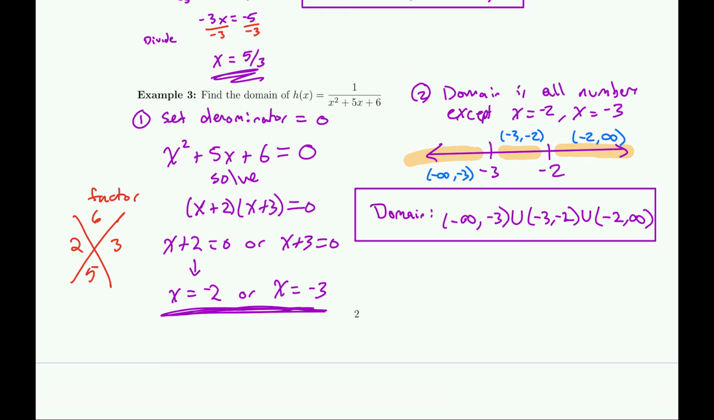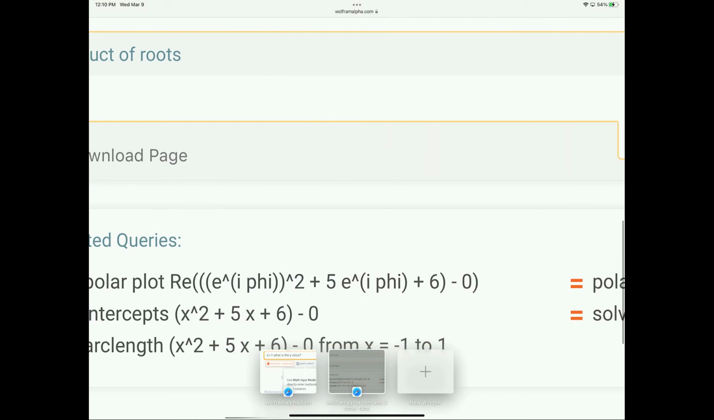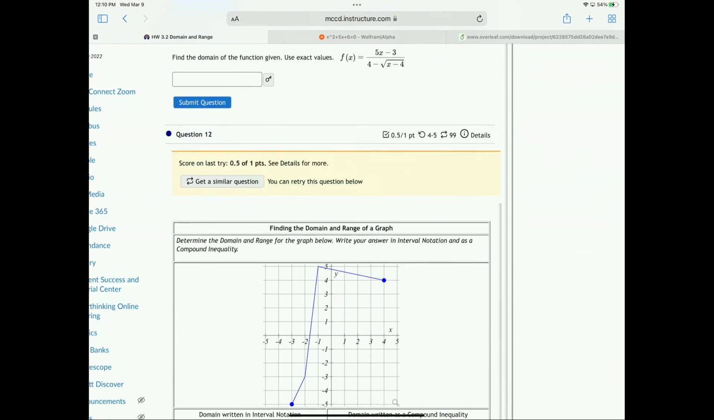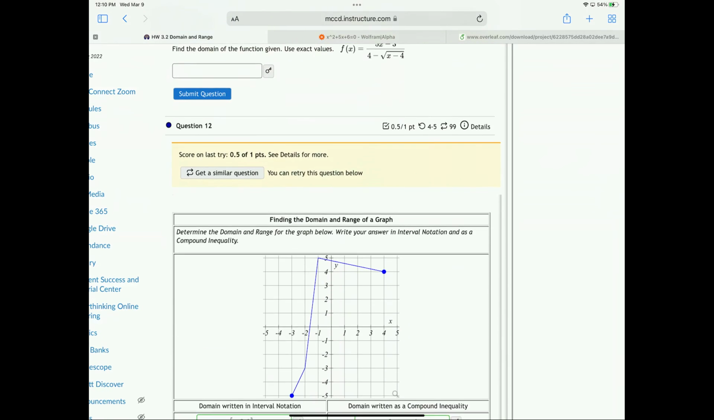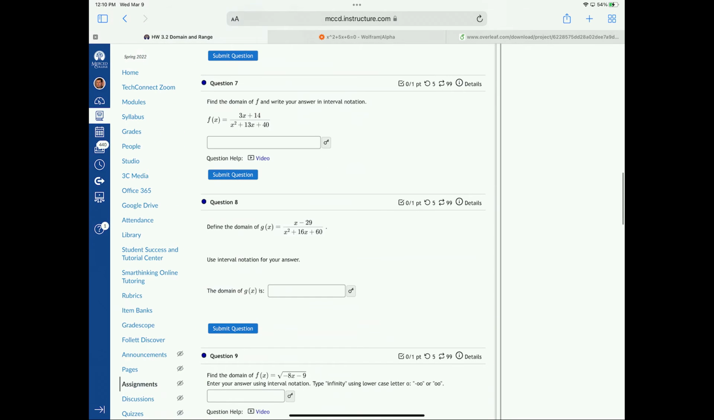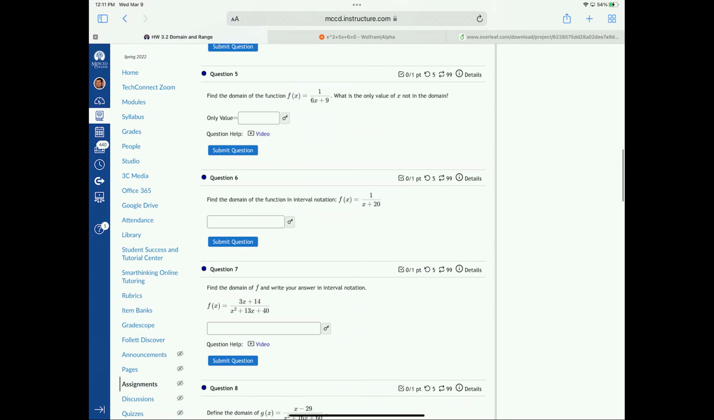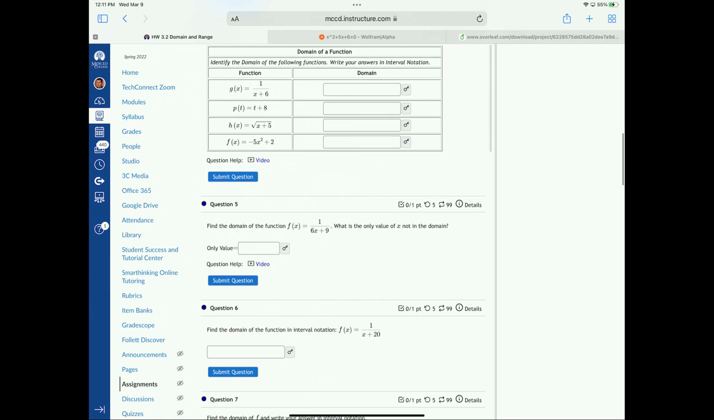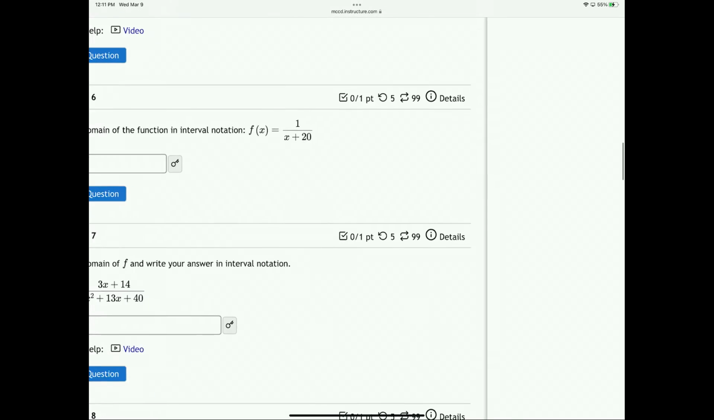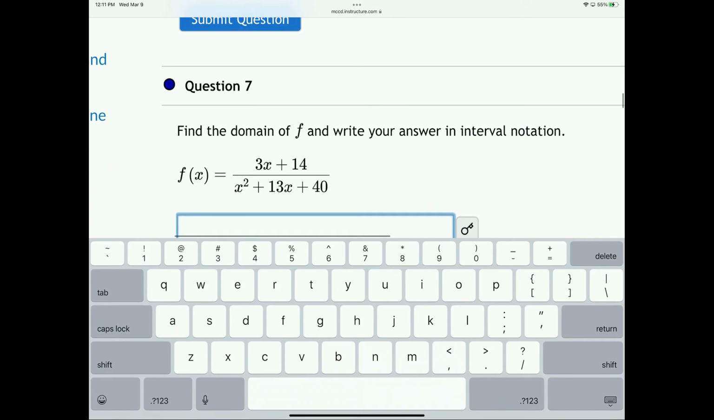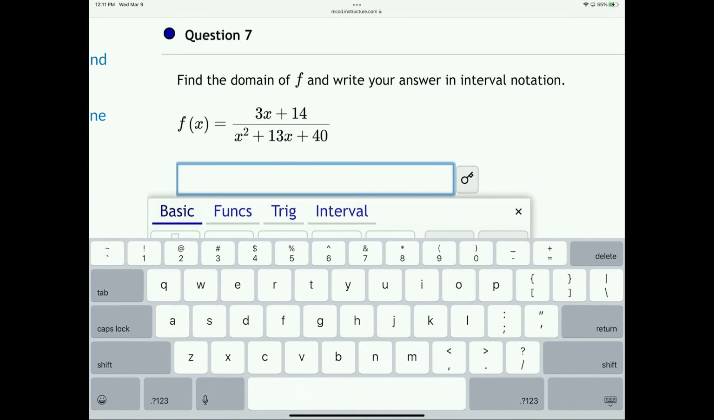Okay, so just to see if we can do these, let's go back to the homework. See what you got in the homework that looks like this. I'm not going to do all of them right now. Sorry, I just need to scroll. Yeah, so there are different types here. Like this one right here, what's the domain?